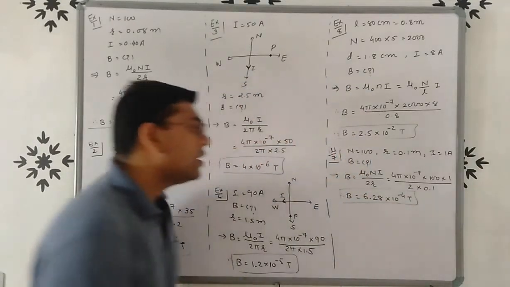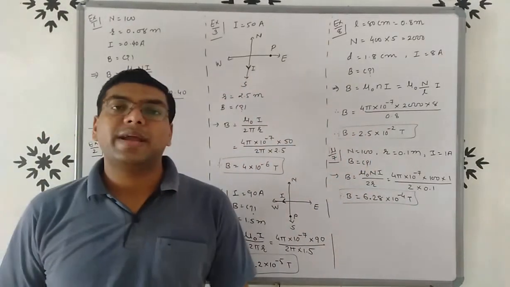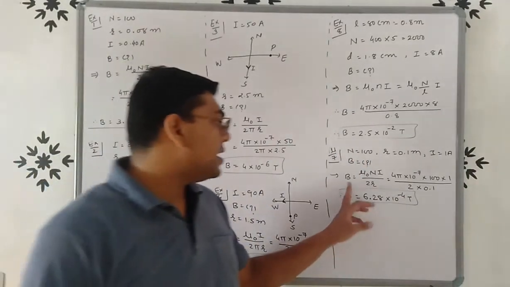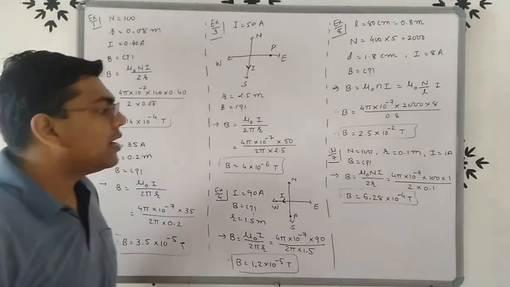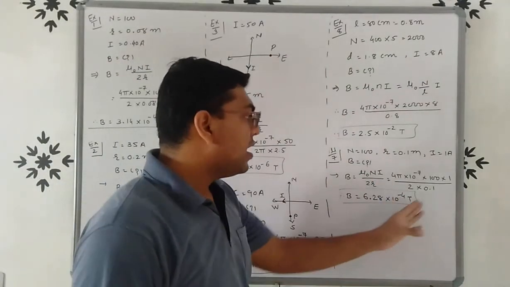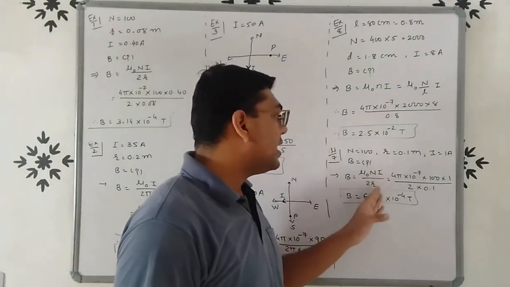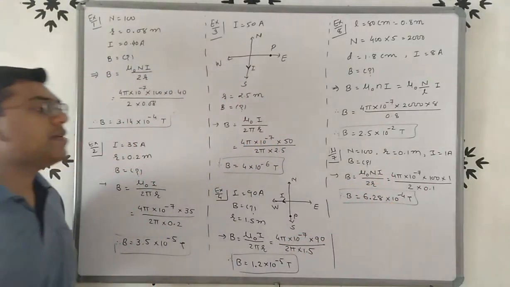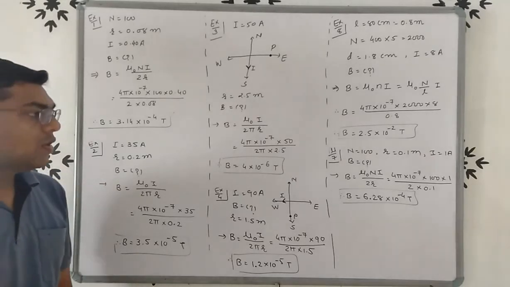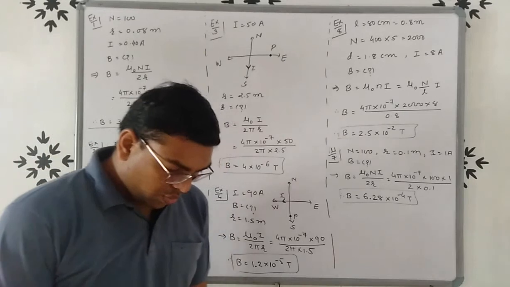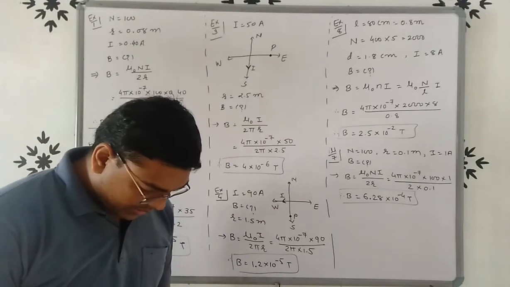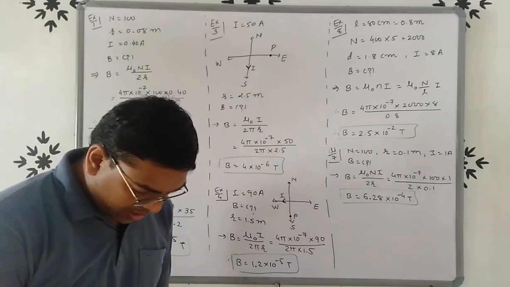Right. So again, we have to find out magnetic field at the center. We know that magnetic field at the center is given by B equals mu 0 N I upon 2R. We know the values of mu 0, N, I and R. So if we put the values of mu 0, N, I and R, we will easily find out the value of magnetic field B. Right. Okay.